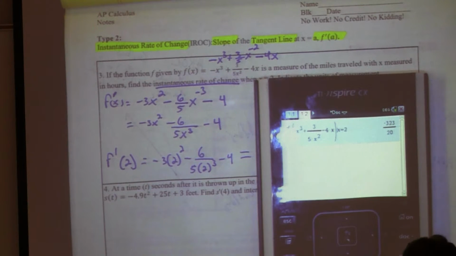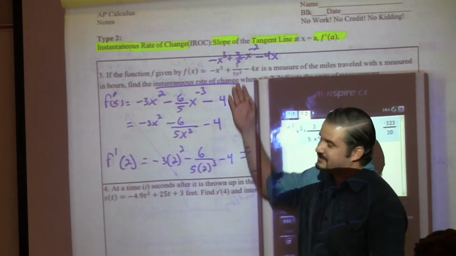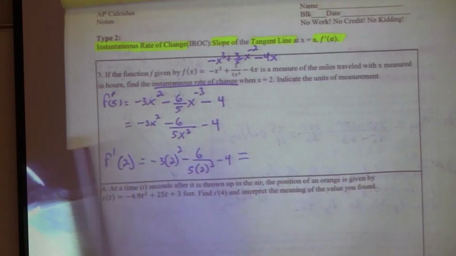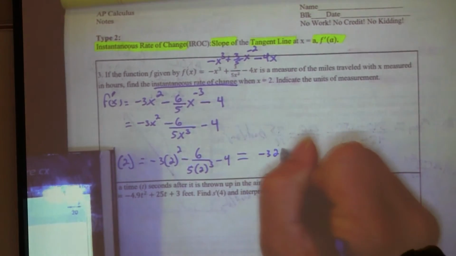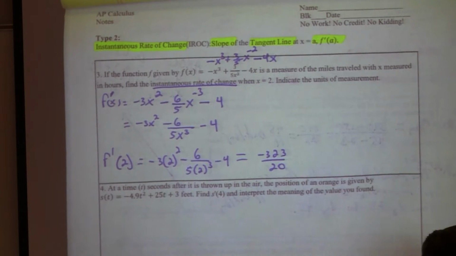But what if this problem wasn't on the calculator section? Which it probably wouldn't, because that's an easy derivative to get. So you do need to know how to do it by hand. So this should be negative 323 over 20. But if this problem was on the calculator portion of the test, I wouldn't sit there doing it by hand, because I can use my calculator to get the value, right?